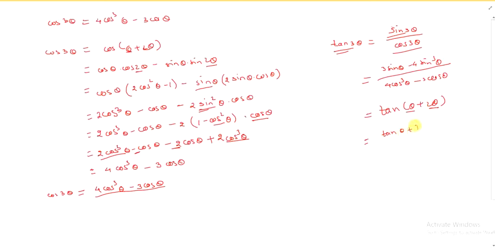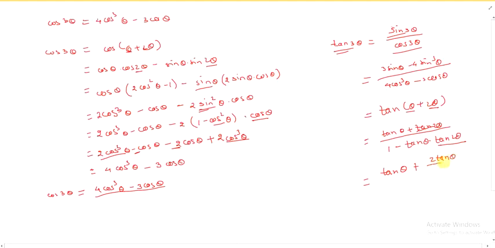tan A plus tan B upon 1 minus tan A into tan B. Again using the values of tan of 2 theta, that is 2 tan theta upon 1 minus tan square theta. Substituting these values, you will easily get the result for tan of 3 theta.